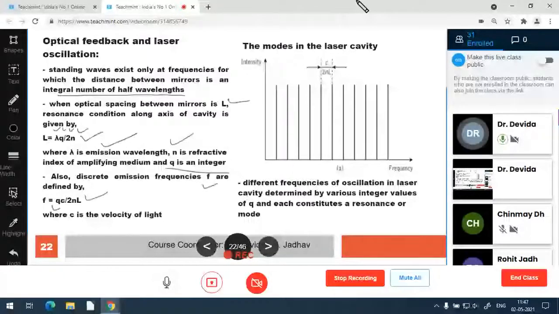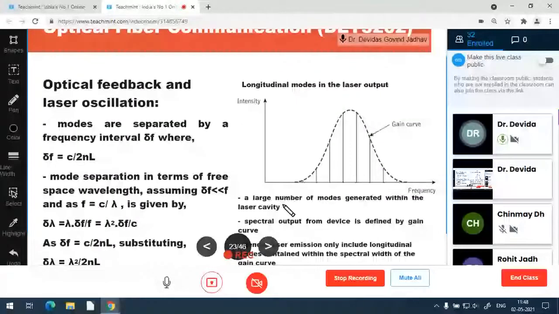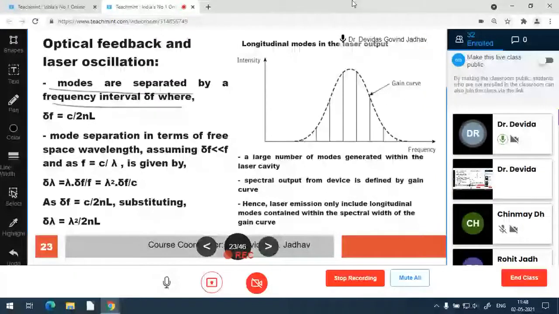This formula we have derived many times, isn't it, in the previous lectures, where c is the velocity of light. Different frequencies of oscillation in the laser cavity are determined by the various integer values of q. So this frequency is for one q, this is for another q, this is for a third q. The difference in the consecutive frequencies, delta f, can be given as c upon 2n, which is given here, c upon 2n. So this is delta f. This is called the mode separation of the frequency. So delta f is called the mode separation of the frequency, c upon 2n.